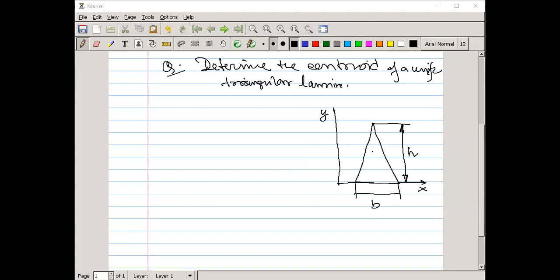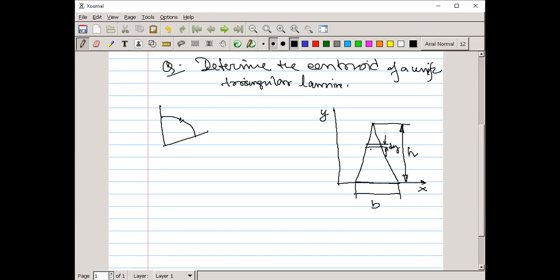So first we have to find out the centroid. In the previous class I already told you that if we want to find out the centroid for any circular portion, we just take a small part. Similarly here also we have to take a small portion of the triangular area, and as we take along the y axis, we consider this portion as dy.